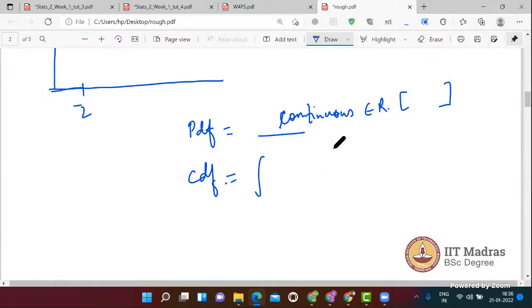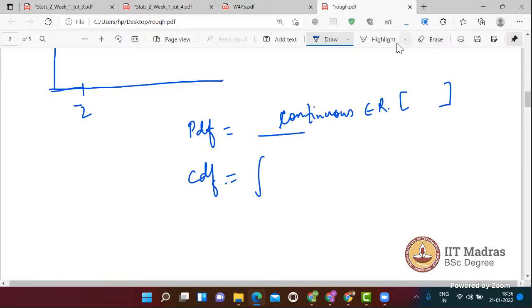PDF generally satisfies all the properties of basic probability. So if a PDF is any function, then its integration will always exist. Yeah. So I think if it is a valid PDF, then it also satisfies that the function is a valid CDF.